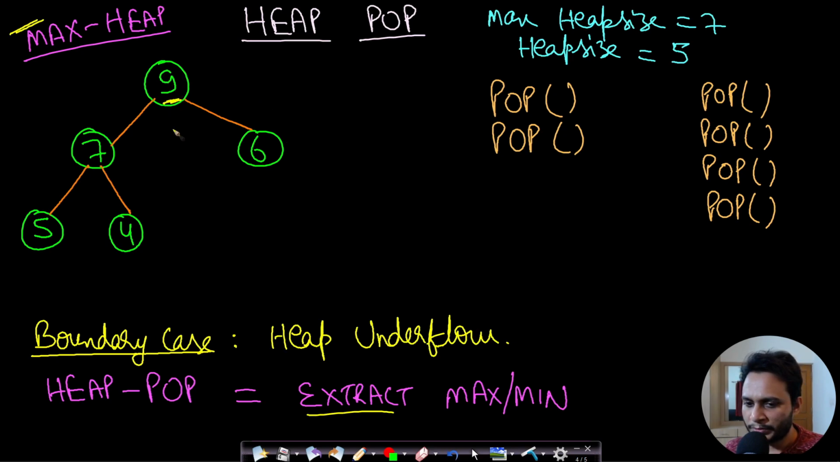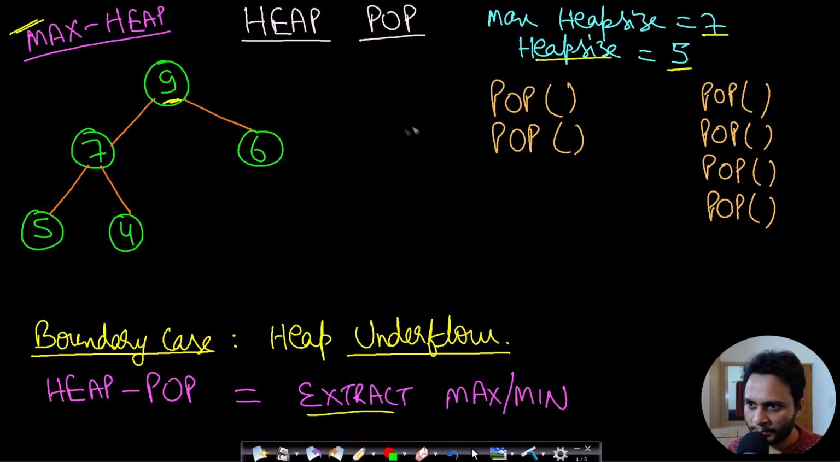So what will be the boundary case in this case? If you don't have any element in the heap, then you cannot take it out, right? So that is the boundary case. So this will cause a heap underflow if you do not have any element in the heap. Let's assume that we are having 5 elements in the heap, and so the current size is 5 and the maximum heap size is 7. Okay, so we cannot insert more than 7 elements into the heap.